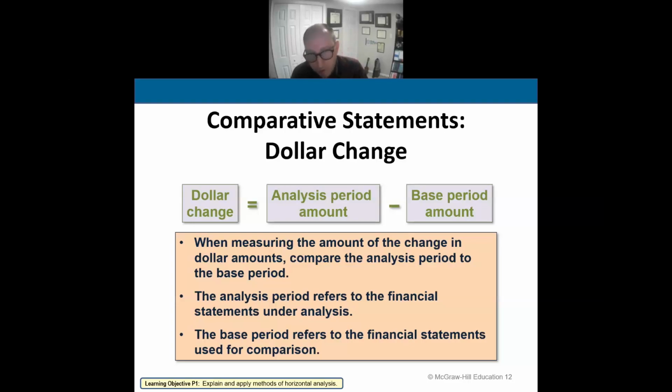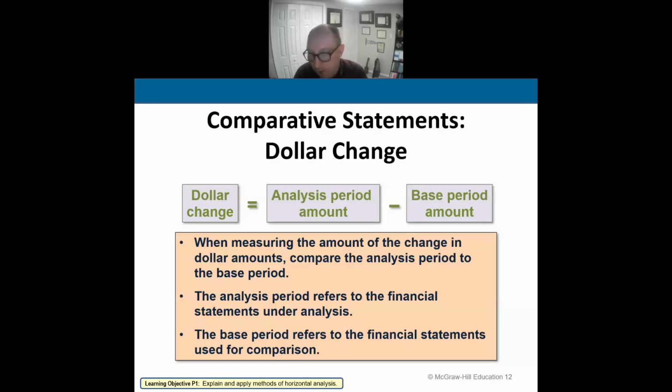The dollar change is pretty easy. We take the current year and we subtract the prior year from it. The way to think about it is new minus old. That's like a real cheap shot at remembering this trick. Dollar change: the current dollar amount minus the old dollar amount, the base year. We're analyzing the current performance, so we're looking at the current year minus the prior year, the base amount. That's how we find dollar change.